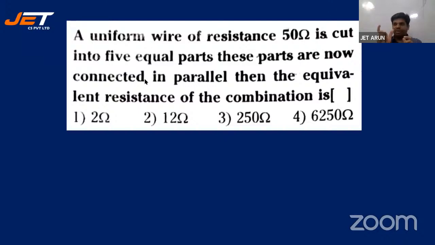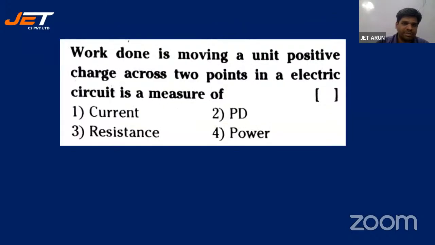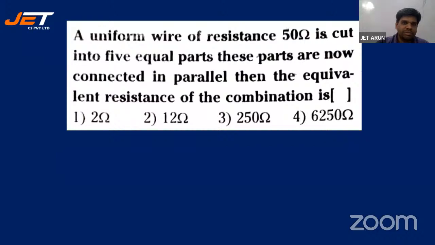Now such 5 resistors of 10 ohms are connected in parallel. If you have N identical resistors connected in parallel, the equivalent resistance is R by N. So you've got 5 resistors, each of 10 ohms. The equivalent resistance will be R by N, which is 10 by 5, 2 ohms. 2 ohms is the right answer, students. Excellent. One is absolutely right, students. Yes, Sarvesh. Excellent. Your answer is absolutely right. Each part is 10 ohms, and the answer is 2 ohms. Excellent.